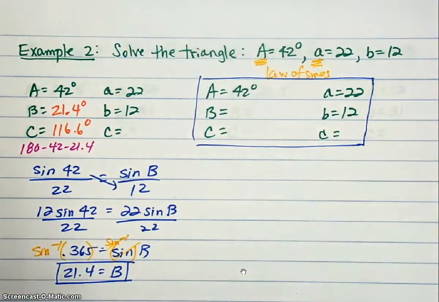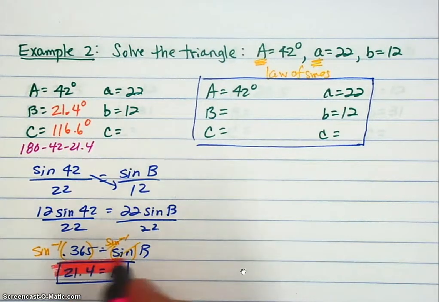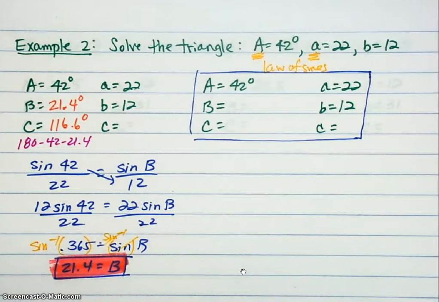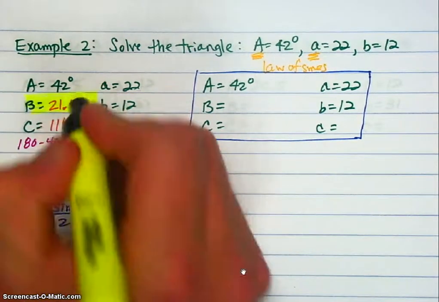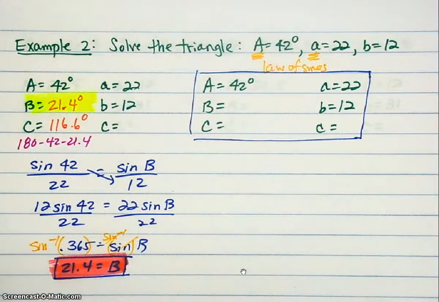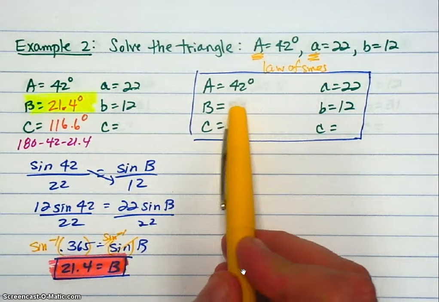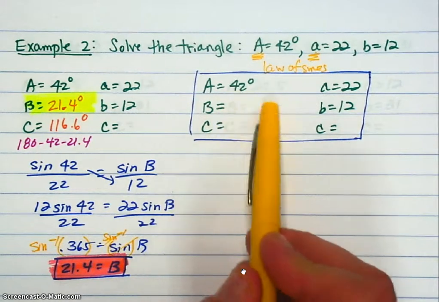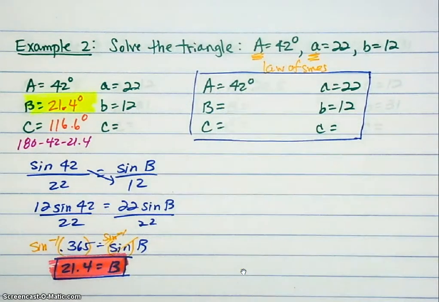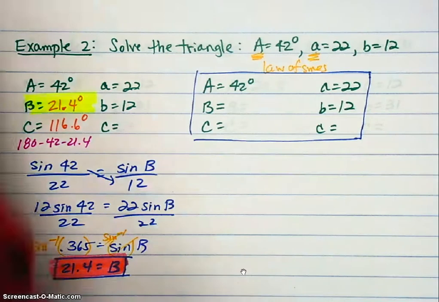But here's the key for these problems. I just found that b was 21.4. So up here, when I put 21.4 in for b, this is what I'm going to use to check to see if there is a second triangle. So I'm going to come over here for my second set of answers, and I'm going to write down an answer for b right here. Now, here's the way you find this answer for b.